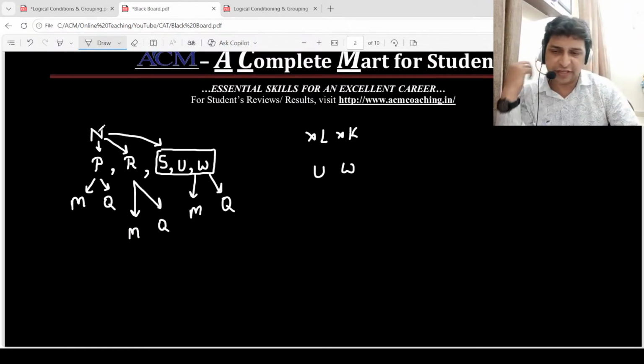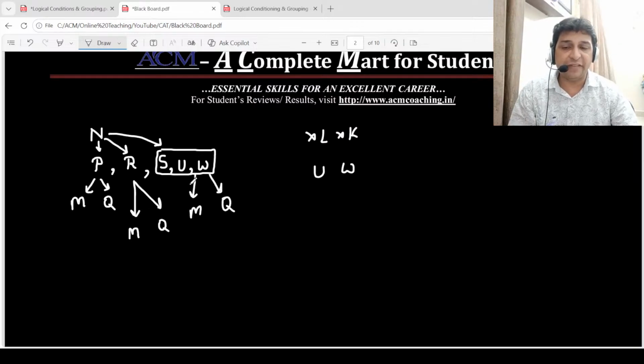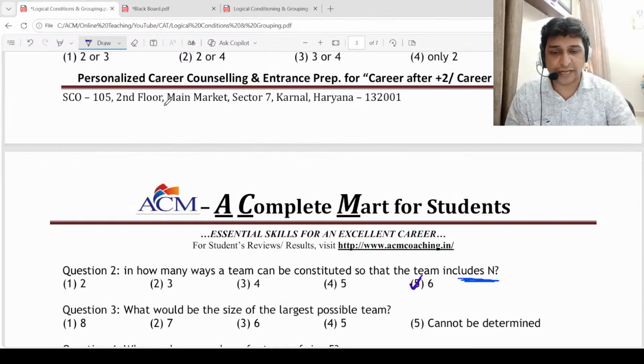So this is the team which we have: N, S, U, W, M or Q, the 1 and 3, 4 and 1, 5. 5 is definitely we can create because this is 3, 3, 3, 3, but this has 5, 5. So can we go beyond 5? Now that's what we have to see.